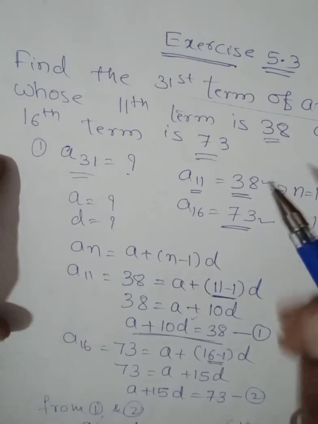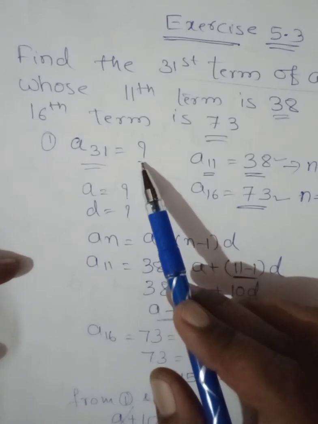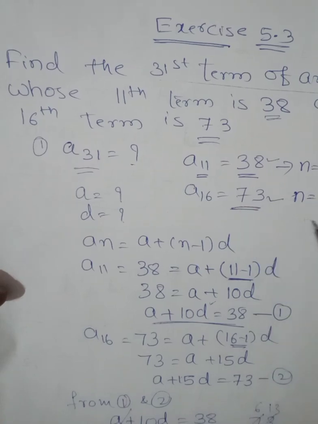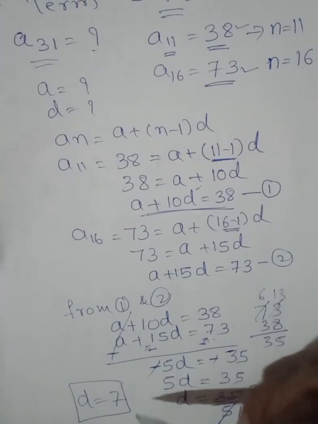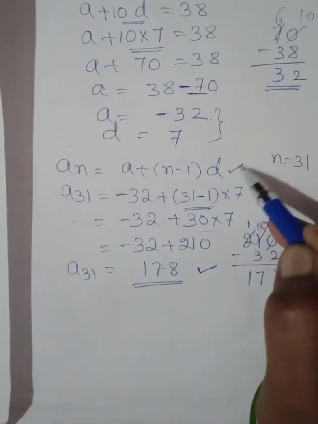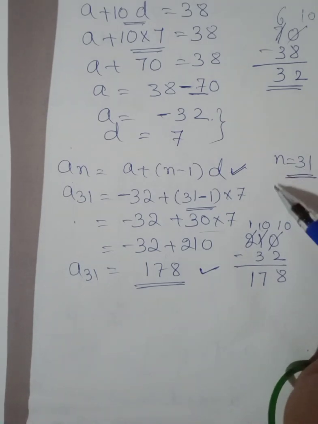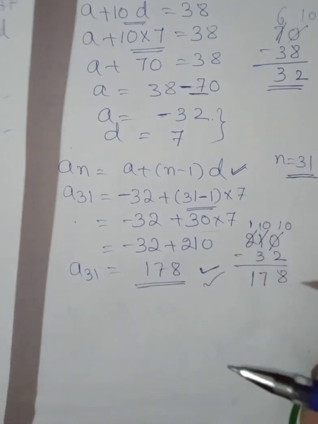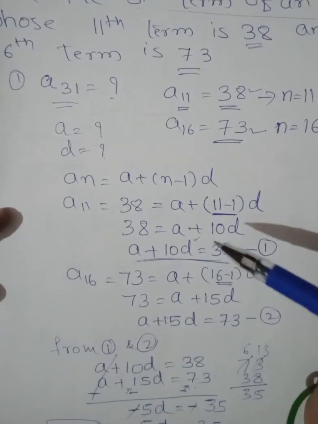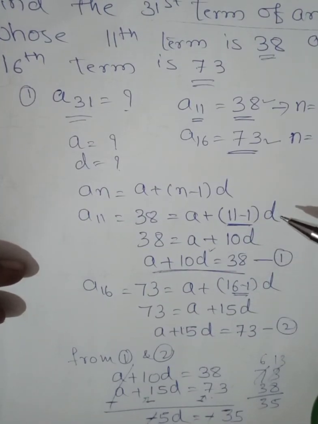What is asked here, you are given the terms at different places and you are asked to find a term in a particular place. In that case, you are taking help of this one and you are finding first a and d, either a or d you can calculate, and afterwards put the value in the equation for which place you want the term. Okay, and after doing that one, you will get the 31st term. This way you have to solve, and if you solve this way, writing the given things, writing all the steps and the formula wherever it is asked, you are going to score full marks for this question.